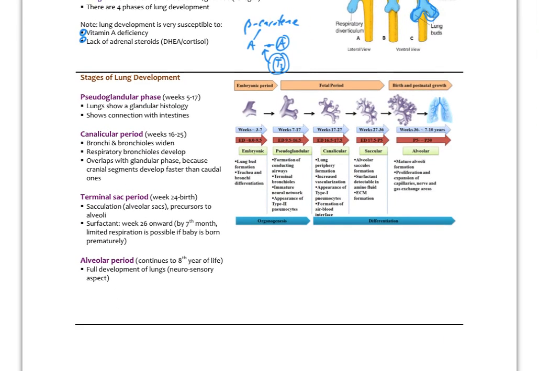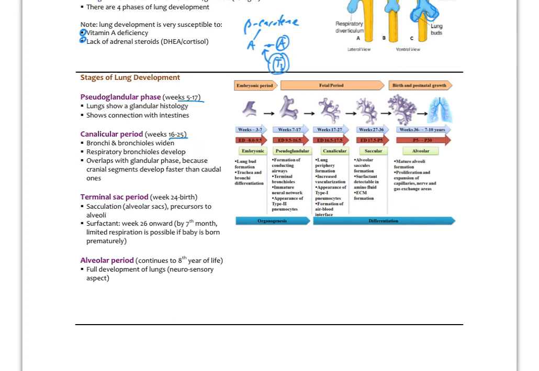Now the lung goes through four stages of development. The first stage goes from weeks 5 to 17. It's called the pseudoglandular phase. And really these lung buds look like glands. They're solid, they don't have hollow spaces, and look kind of like intestines. Then there's a canalicular phase where you basically hollow out those tubes, and we see a widening of the bronchi and the bronchioles, and the respiratory bronchioles start to develop.